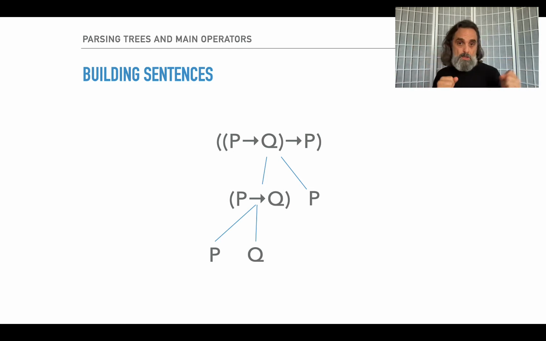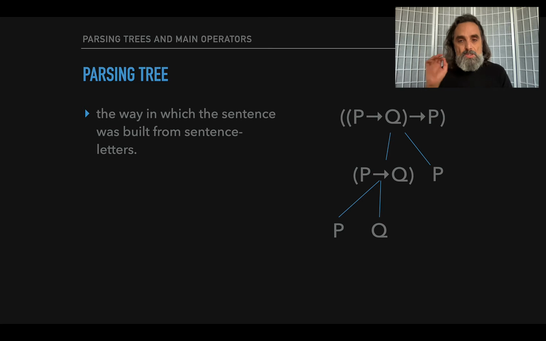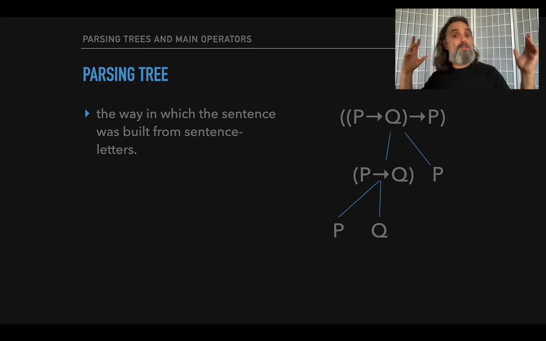First we took P and Q, put them together to build P arrow Q, then we took P and put an arrow between it and the P arrow Q, and we built a sentence at the top of the tree. So it's called a parsing tree because it shows the parts of the thing at the top, and in particular, it shows how the thing at the top was built from sentence letters in stages. And we could keep going with this. They could get much bigger if we wanted to build a really big sentence. In fact, our rules never tell us you have to stop. So if we wanted to, we can just keep building bigger and bigger sentences.